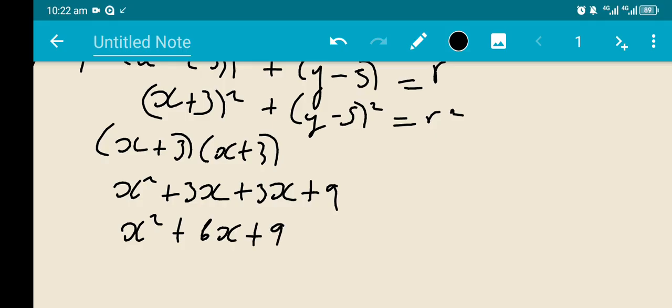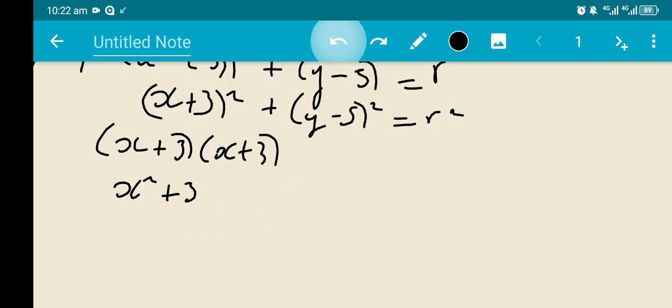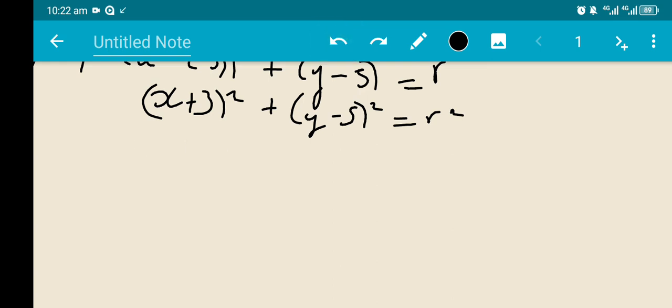Now, to avoid this unnecessary procedure, I believe some of you by now would have known how to simplify this without writing down the entire procedure. If you just see x plus 3 or whatever it is, and it is squared, all that you can do is take the first value, which is x. Let's call this the first value and let's call this the second.